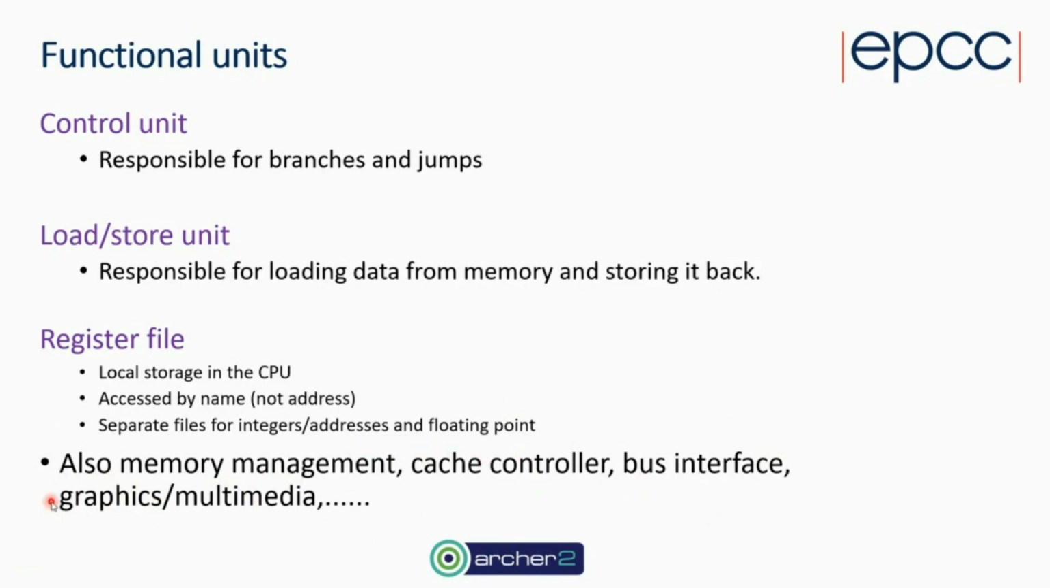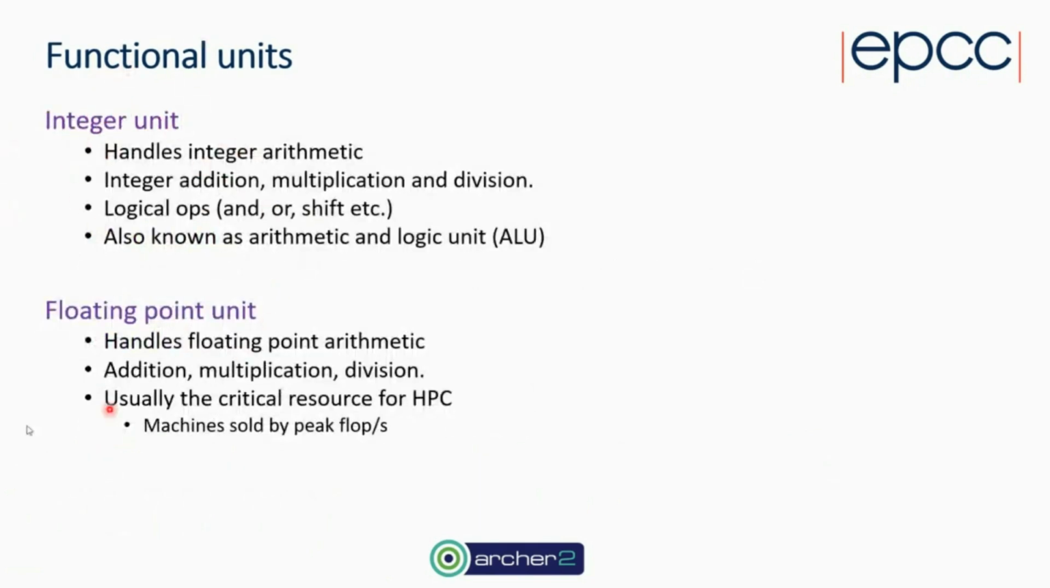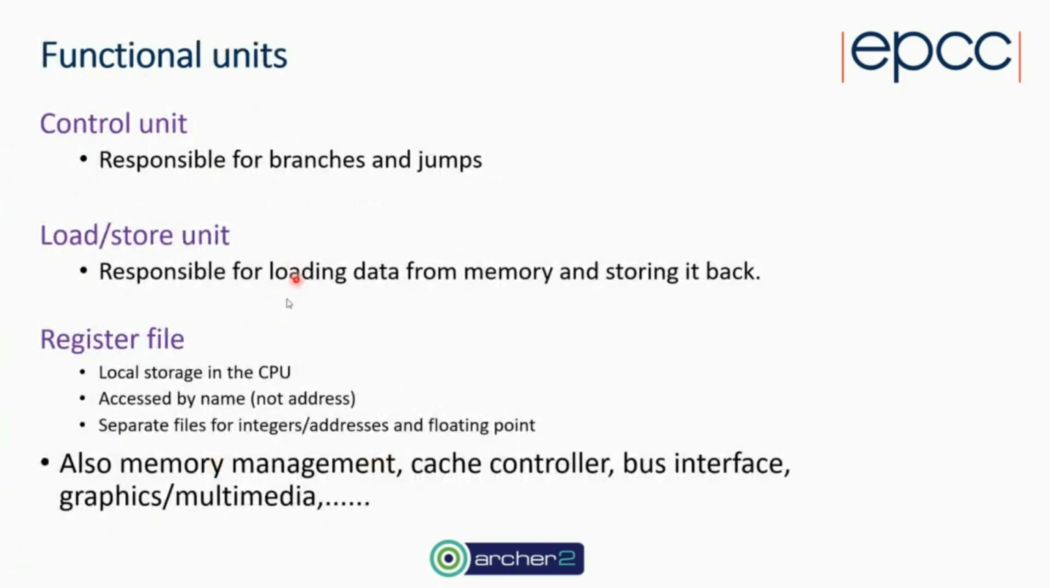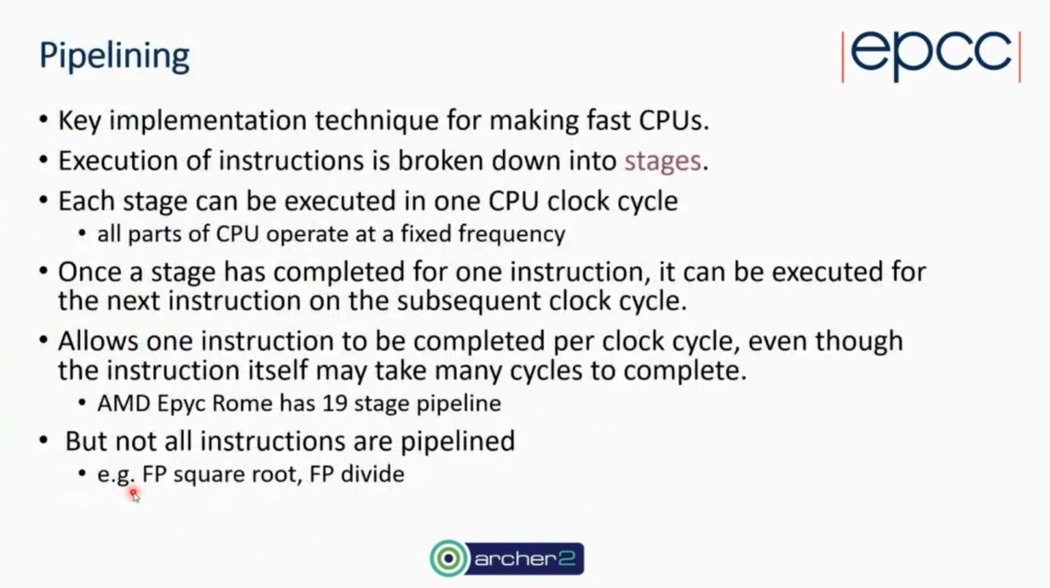In reality, for modern multi-core processors, a lot of this extra stuff at the bottom here is shared between cores, is not dedicated to individual cores. So each core will generally have its own integer and floating point units, own control units, and load store units and register files. But then we'll probably share some cache controllers, memory buses, and these kind of things.